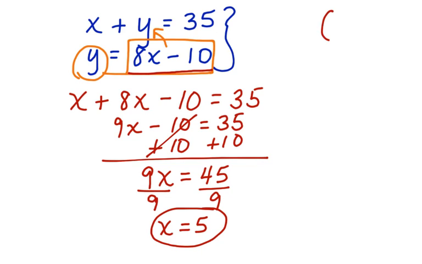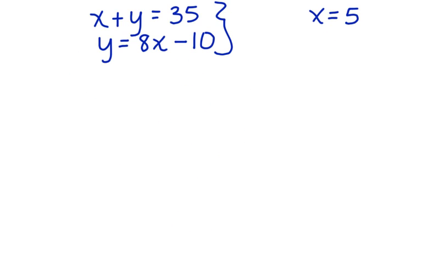Now we have the first value in our ordered pair. We have 5. We need to figure out y. So let's substitute 5 back into the equation and see if we can solve for y. Here's our system again, and we know that x is 5. So let's use this second equation.